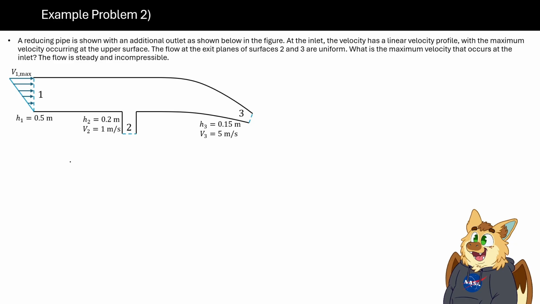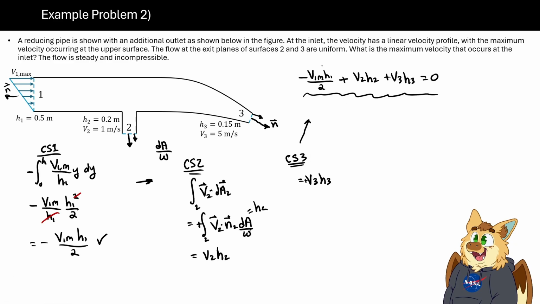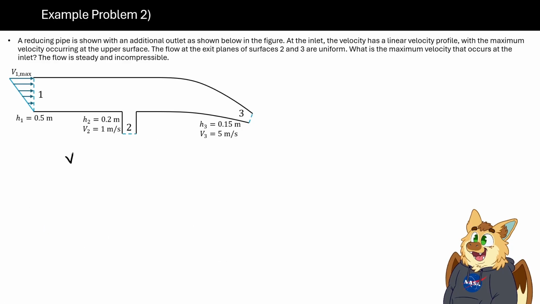So let's take a pause here and go to the next slide so I can finish writing this out. All I'm going to do when I rewrite this is move this negative term over to the right side to make everything positive and reevaluate it. This will be v1m times h1 over 2 equals v2a2 plus v3a3. And then you just solve for v1m.